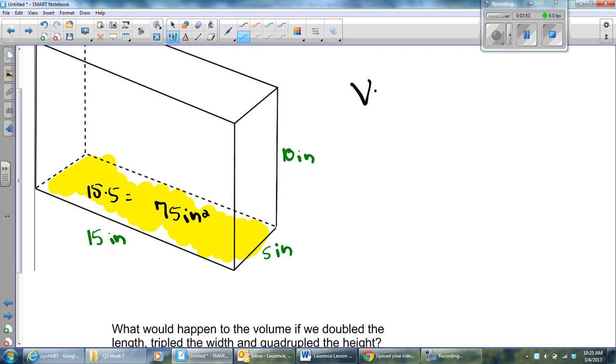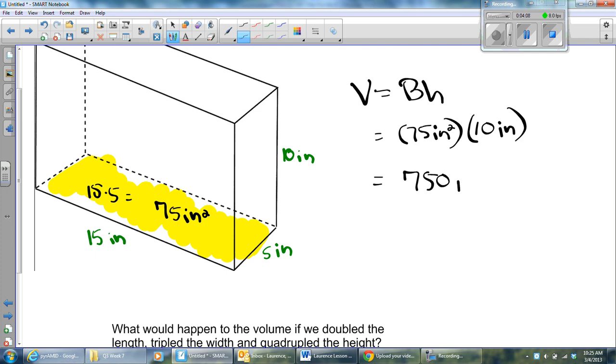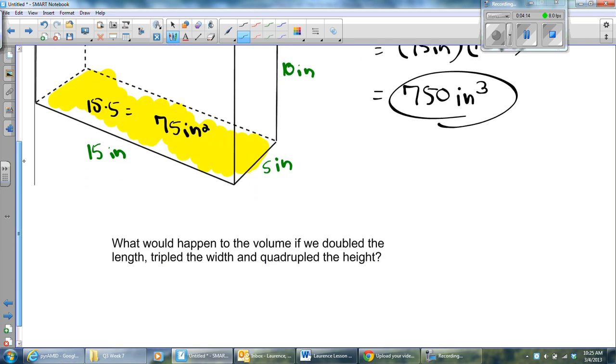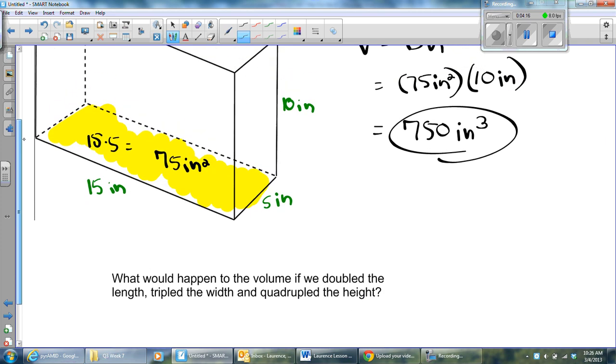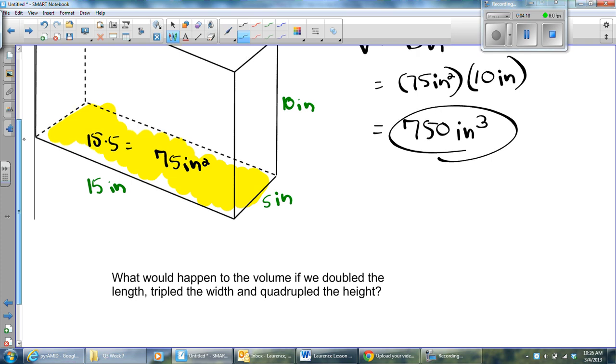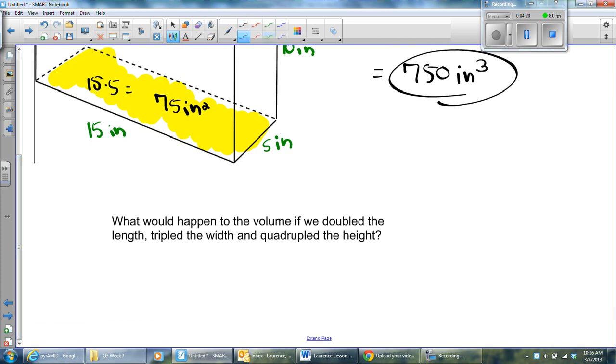So now to do volume, we're going to substitute 75 inches squared in for capital B. And we're going to multiply by 10 inches, because that's how tall the prism is. And we're going to get 750 inches cubed. And there you go. Now, what would happen to the volume if we doubled the length, tripled the width, and quadrupled the height? Well, again, I can do two approaches to this.